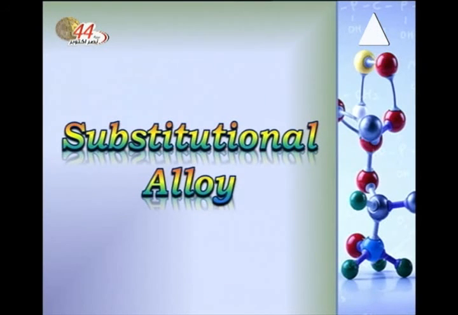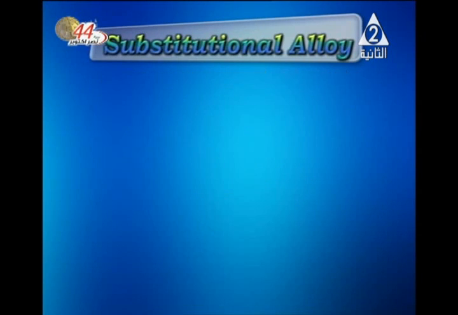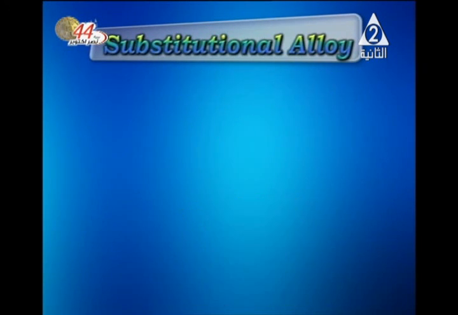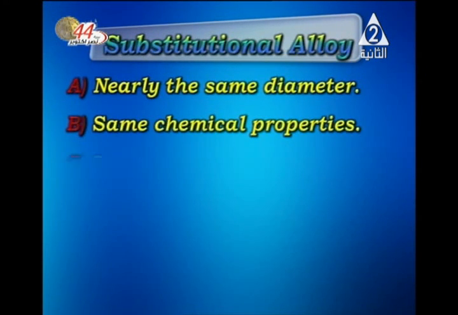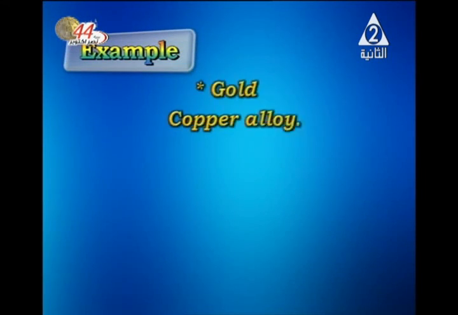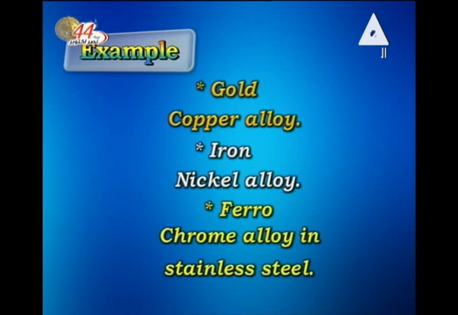The substitutional alloy is formed when the introduced atom replaces some of the metal atoms in the crystal lattice shape, and this occurs when the introduced atoms have nearly the same diameter, same chemical property, and same crystal lattice structure. For example, gold copper alloy, iron nickel alloy, and ferrochrome alloy in stainless steel.